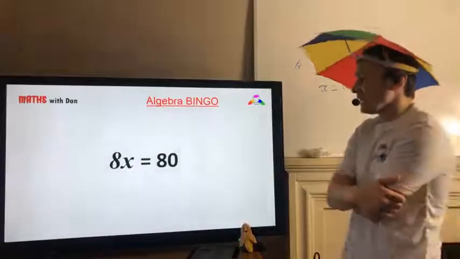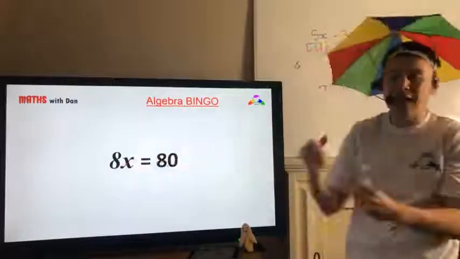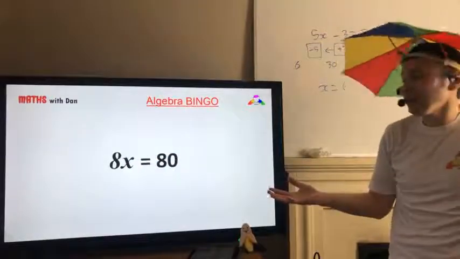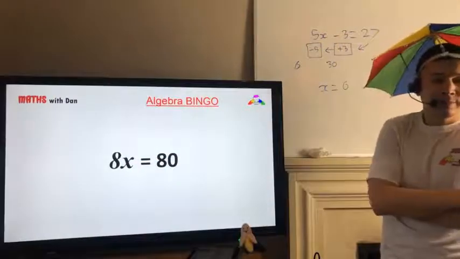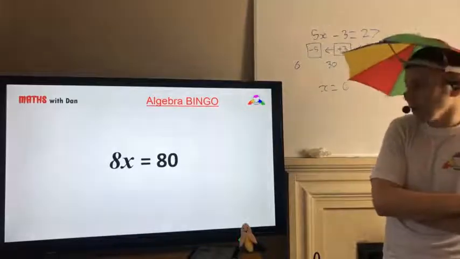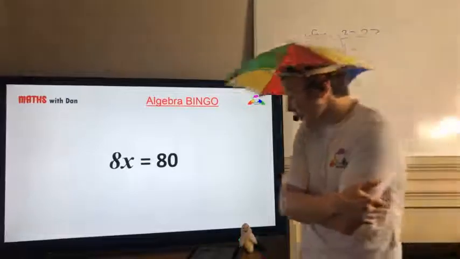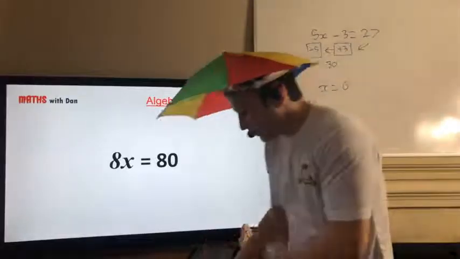Okay, 8X equals 80. So just work backwards. Do 80 divided by 8. Or think 8 times something gives you 80. You get that one, Dave? Yeah. What number was it? 10. Very good. Excellent algebra. So we got 10, haven't we? 8 times 10 is 80.